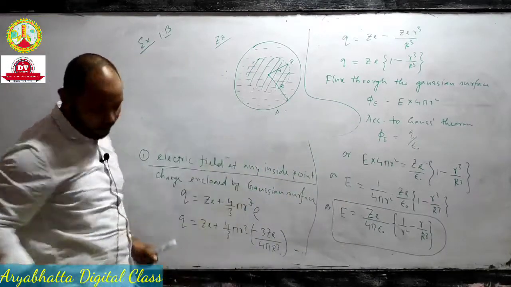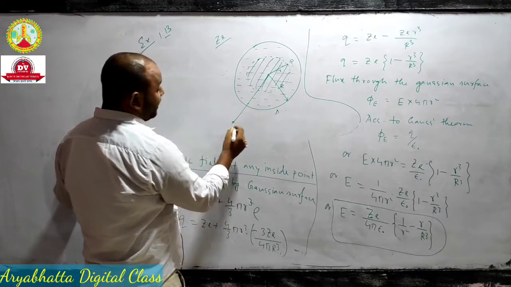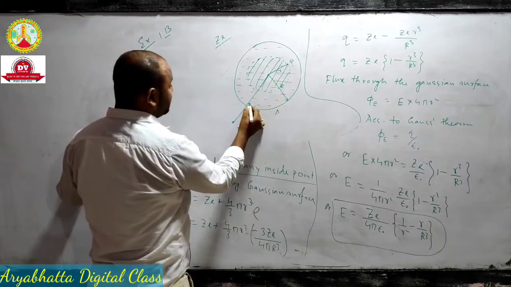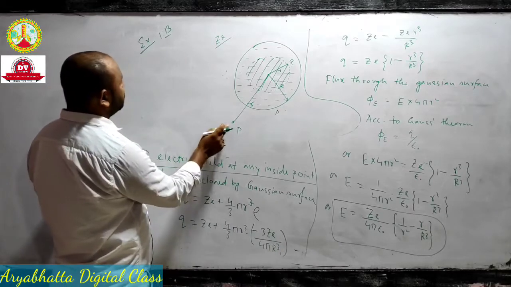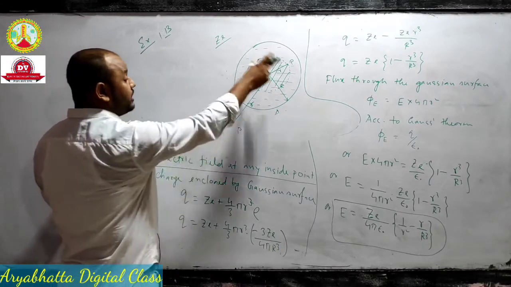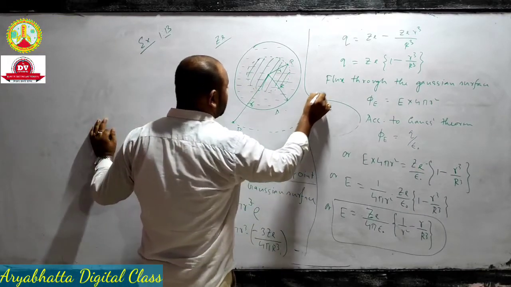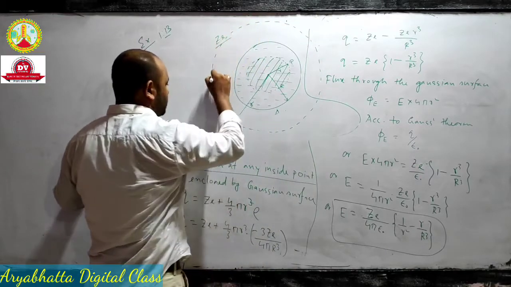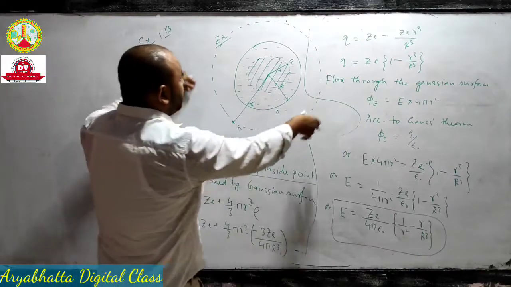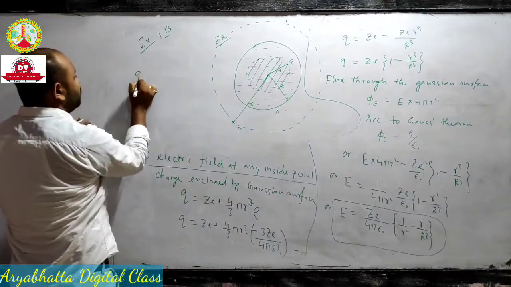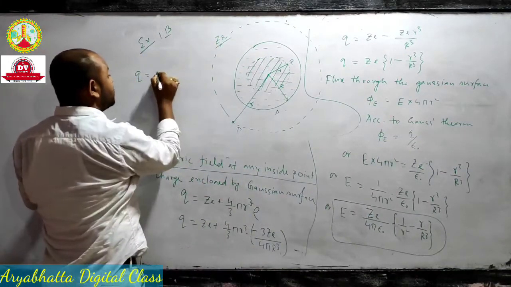At any outside point. Okay, suppose this is the outside point. If the point P lies outside this atom, suppose at a distance r, P is any point. Okay, we are going to calculate the electric field at this point. Then you have to consider a spherical Gaussian surface. This is another spherical Gaussian surface. This time the charge enclosed by the Gaussian surface will be how much? Okay, this Gaussian surface will enclose net charge 0.